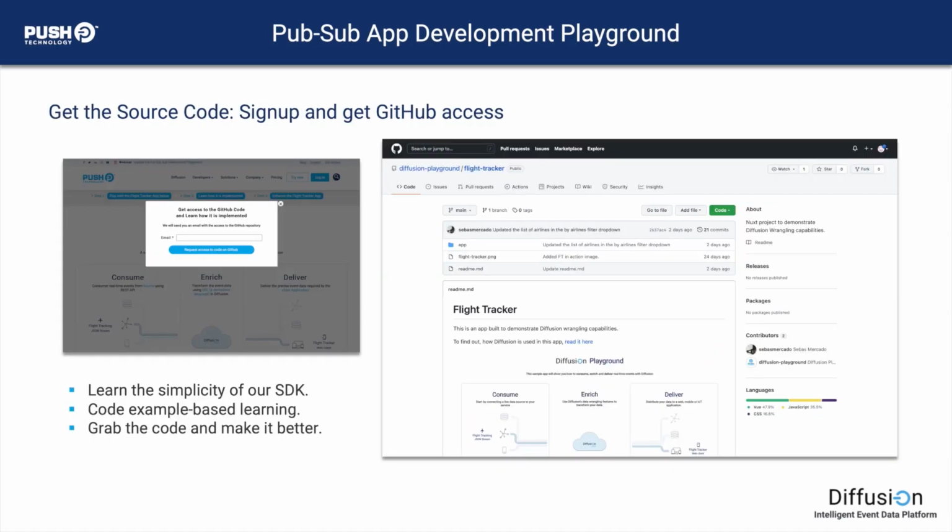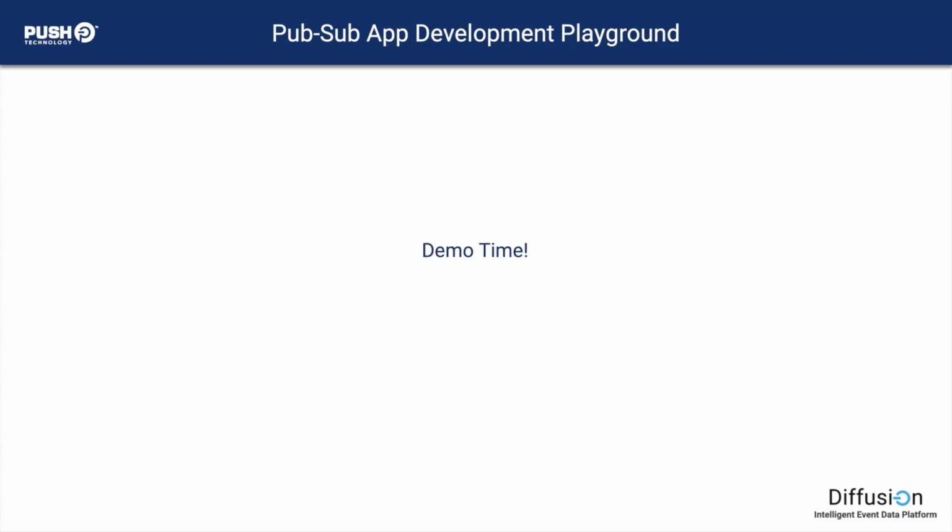And towards the end of the demo, we will take a look at how we can access the source code of the Diffusion Playground, the flight tracking app, which is available in GitHub. We're going to navigate through GitHub so you can understand where all the components and all the README files and tutorials are, so you can play with the app and the source code, especially the SDK, after the webinar. So let's get to it. Okay, so it's demo time.